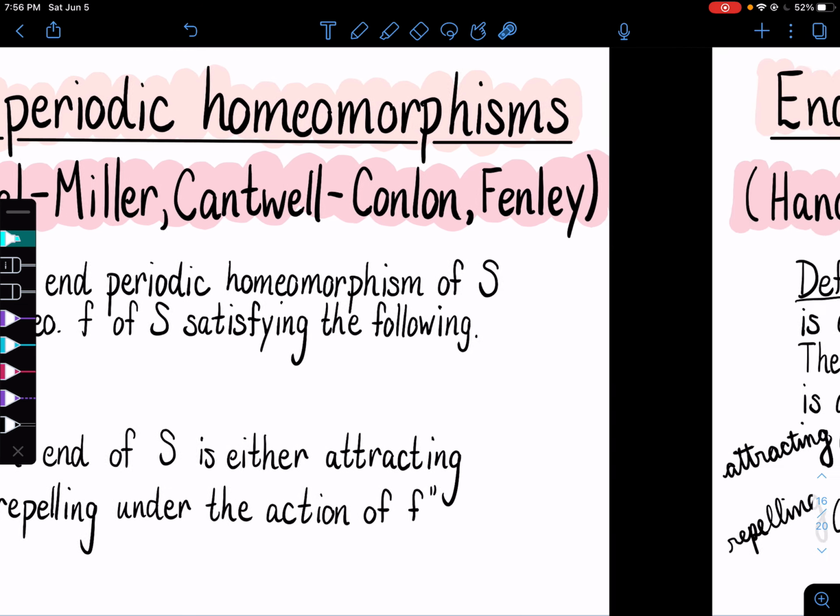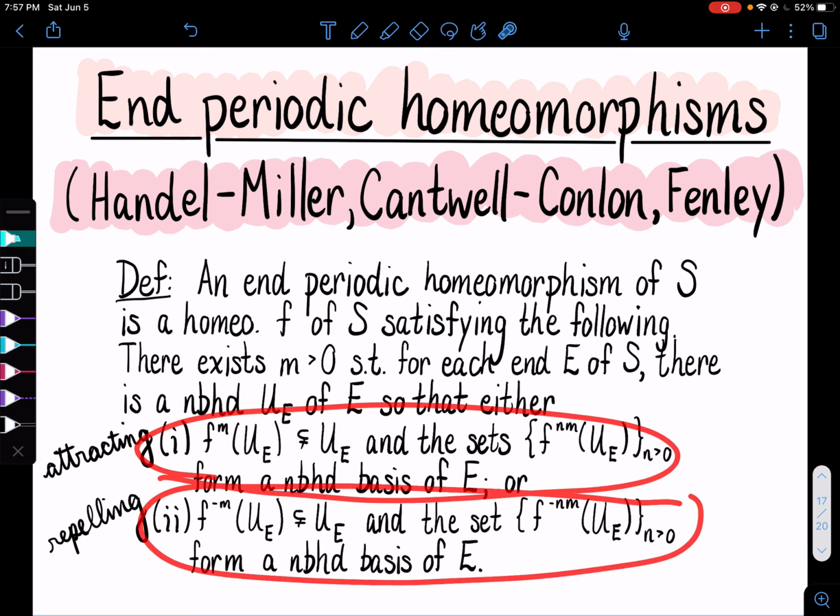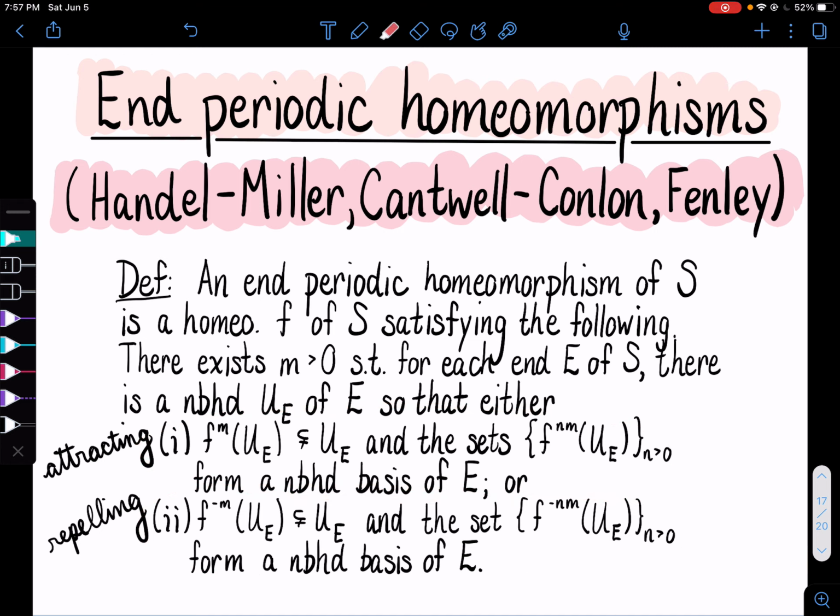So to make that a little bit more precise, I can write down the following definition, which asks that you have for each end of your surface a neighborhood that builds a neighborhood basis of your end under either forward or backward iteration of your map. Okay, so this is what's happening here and here. This is, of course, a good bit more technical than what I stated last time, but again, it's just describing this attracting and repelling behavior.